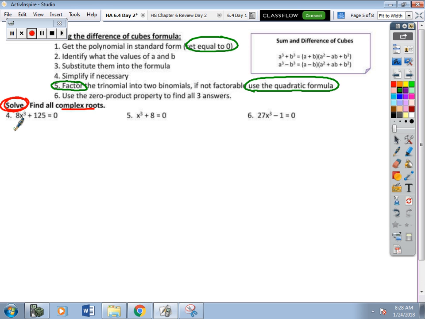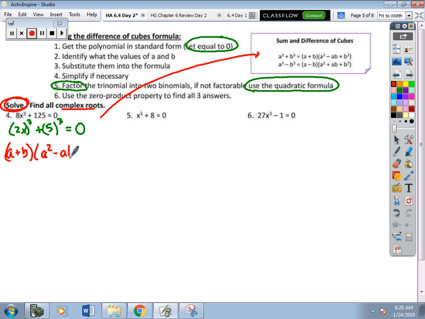We already have it set equal to 0. So this would be 2x cubed plus 5 cubed equals 0. So since this is a plus, I'm using the plus formula, okay, which is a plus b times the quantity a squared minus ab plus b squared. And I am going to still set this equal to 0. Plug in our values. So this would be 2x. Well, let's make a list. A equals 2x, b equals 5.